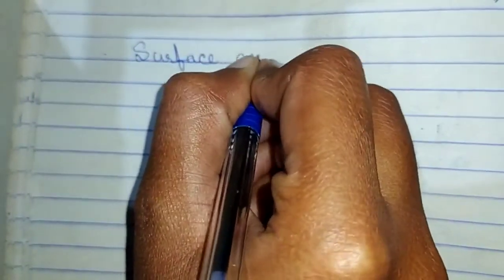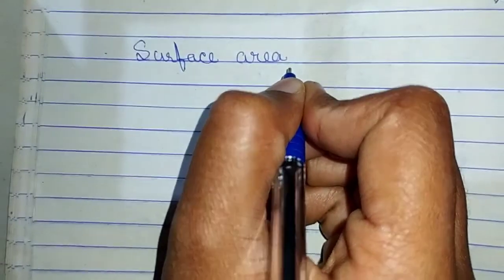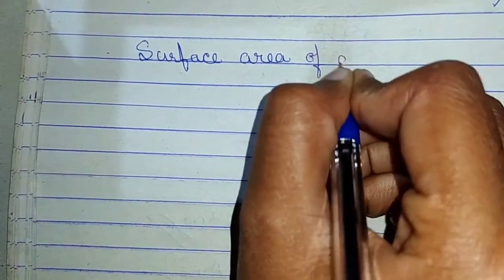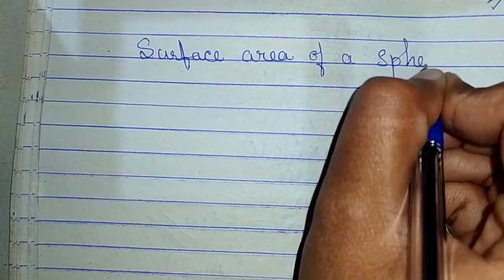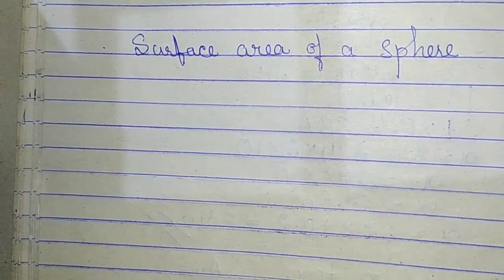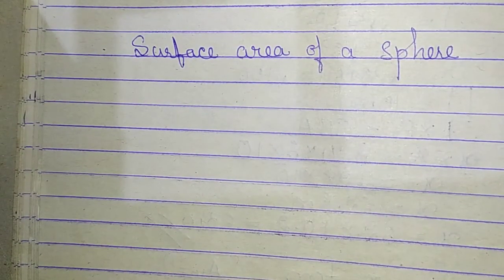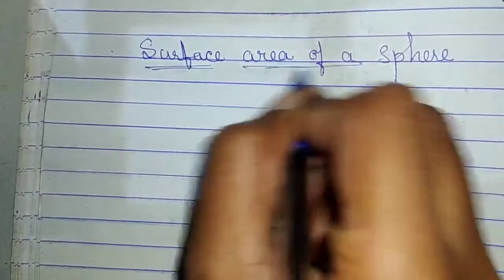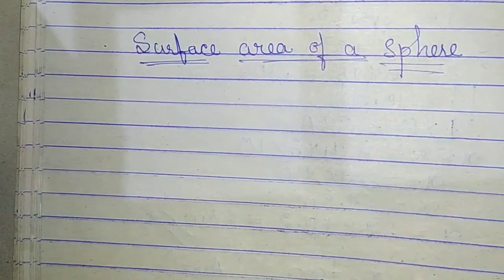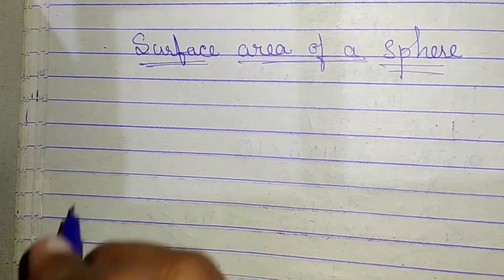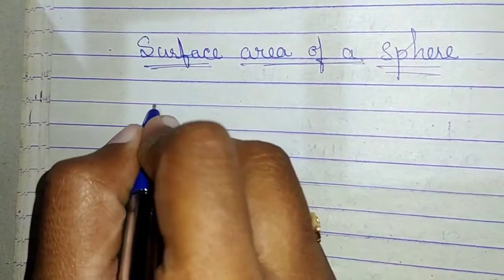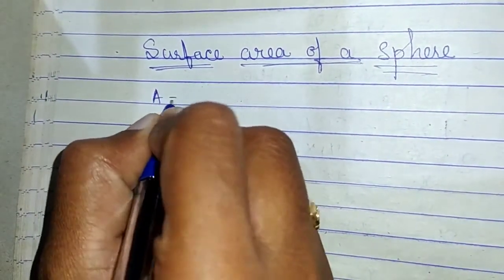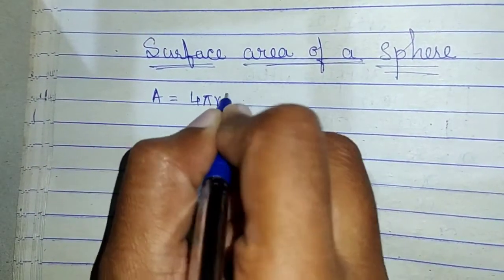In today's class, we will be learning about surface area of a sphere. In the last class, we looked at surface area of a right circular cone. And today's topic of discussion will be surface area of a sphere. As we know, a sphere is the shape of a ball, and in the case of a sphere, the surface area is given by area is equal to 4 pi r square.